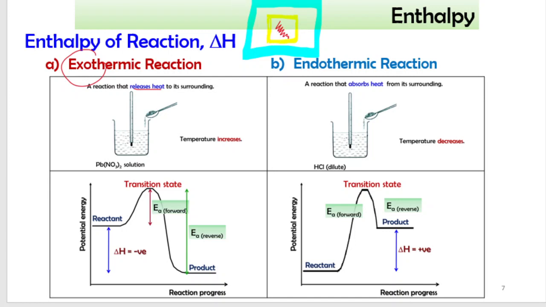But for endothermic reaction, endothermic reaction is reaction that absorb heat from the surrounding. So bila dia absorb heat, heat tu datang daripada surrounding. It is absorbed to this system. That is why you can see the differences in temperature. So kalau untuk exothermic reaction, temperature will increase lah, sebab kita measure temperature of your surrounding.